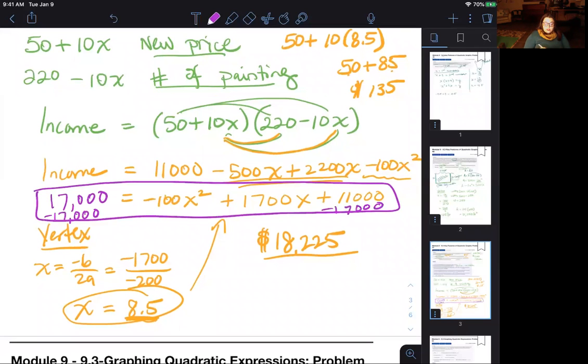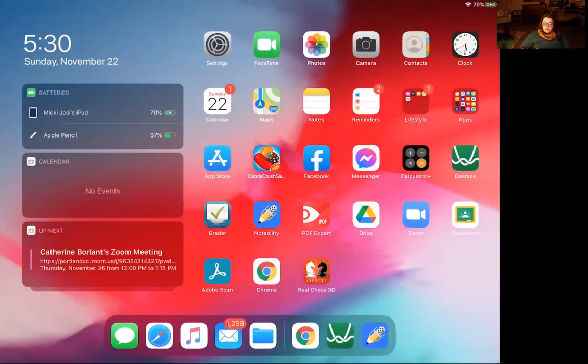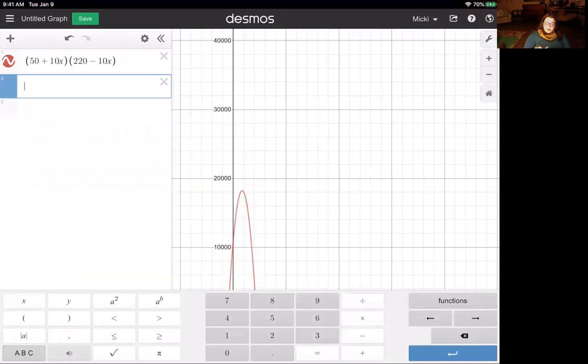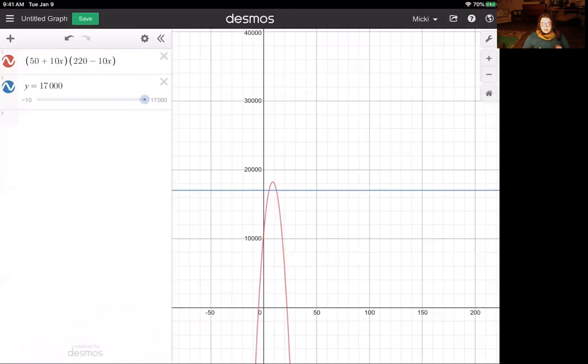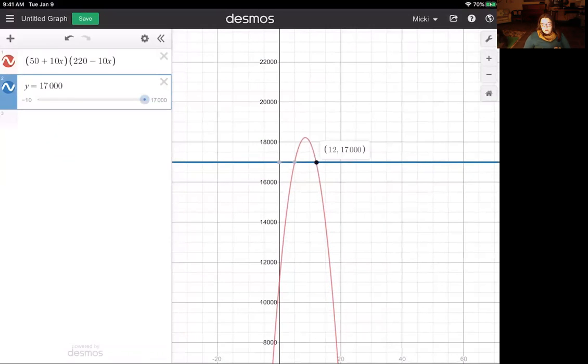So once you set it equal to 0, you can plug it into the quadratic formula. A cool feature of Desmos here is if I do a second line and I say y equals 17,000, I get this horizontal line that crosses my parabola twice. So it basically means I can have 5 price increases, or I could have 12 price increases, and that would actually earn me the same amount.